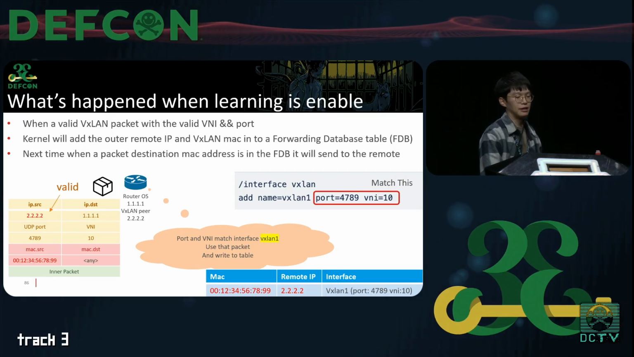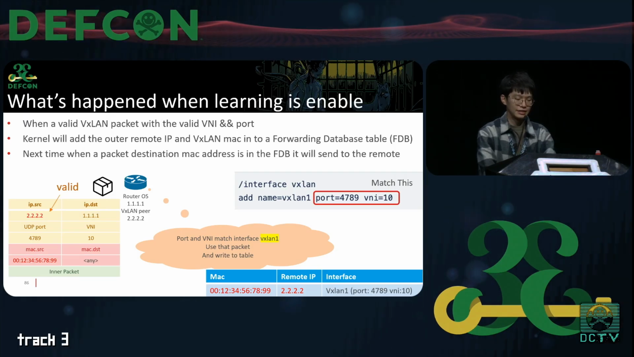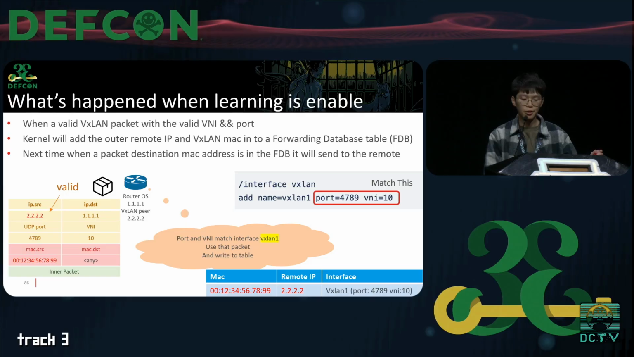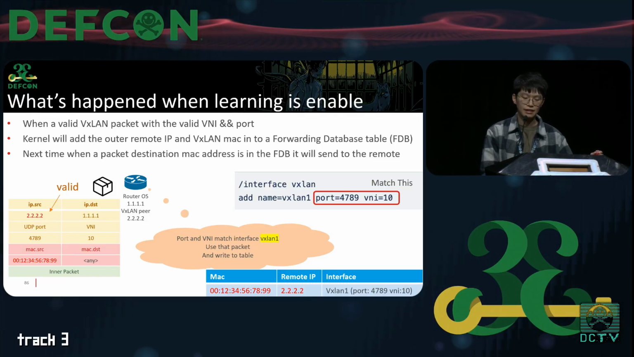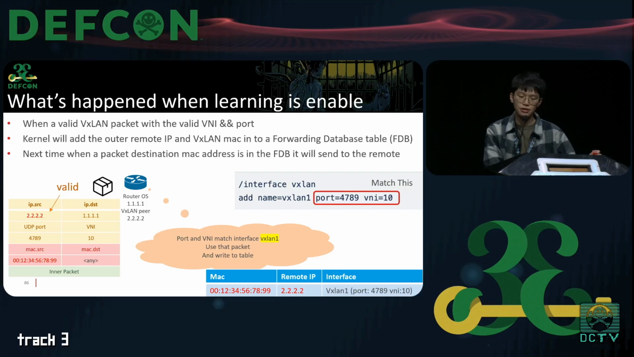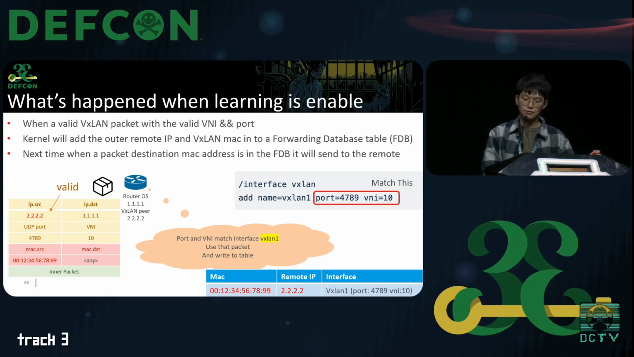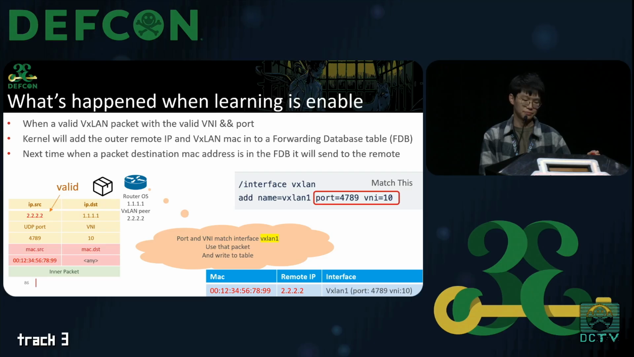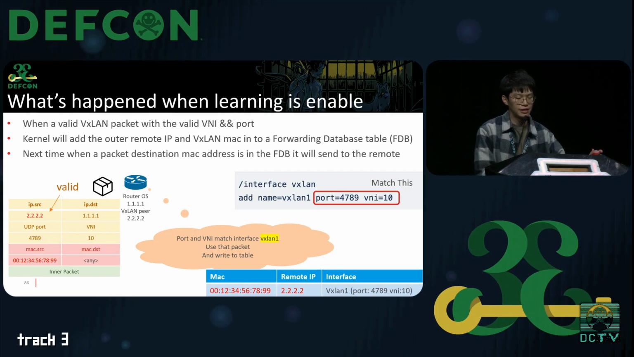So what happens when learning is enabled in VXLAN? Normally, when a configured peer sends a VXLAN packet, the kernel will add its MAC address to the FDB, also known as the forwarding database table, shown at the bottom of the slide. The next time a packet needs to be sent to a destination MAC address that is listed in the FDB table, the kernel packs and sends the packet to the remote location using the information from the FDB table.